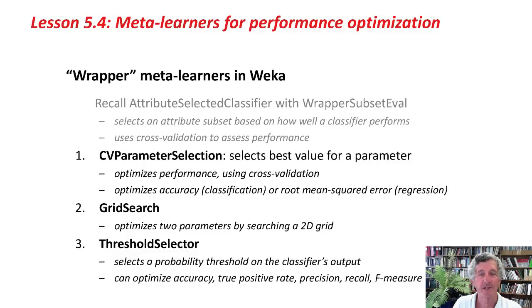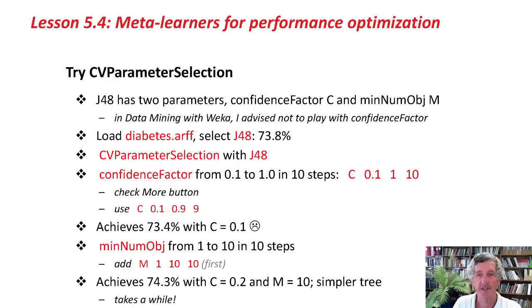Grid search optimizes two parameters by searching a two-dimensional grid. The threshold selector selects a probability threshold, and you can optimize various parameters with that. So let's take a look first at CV parameter selection.